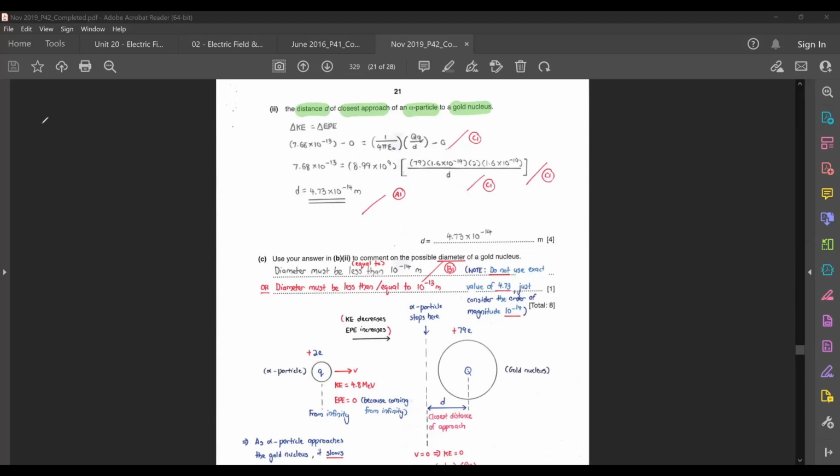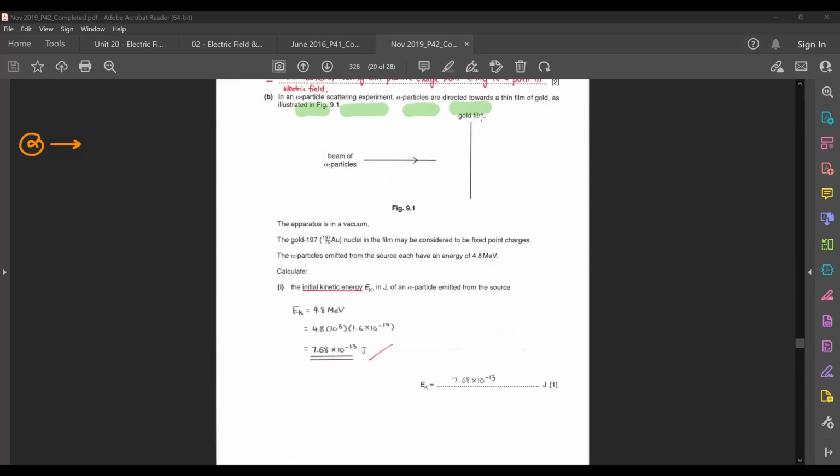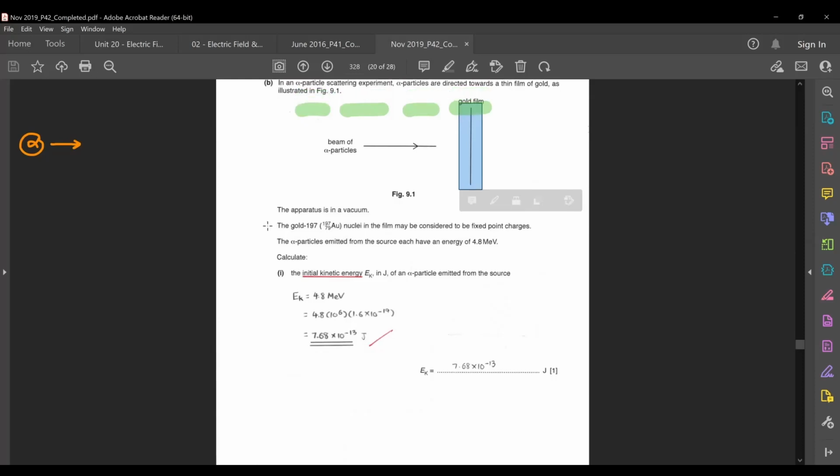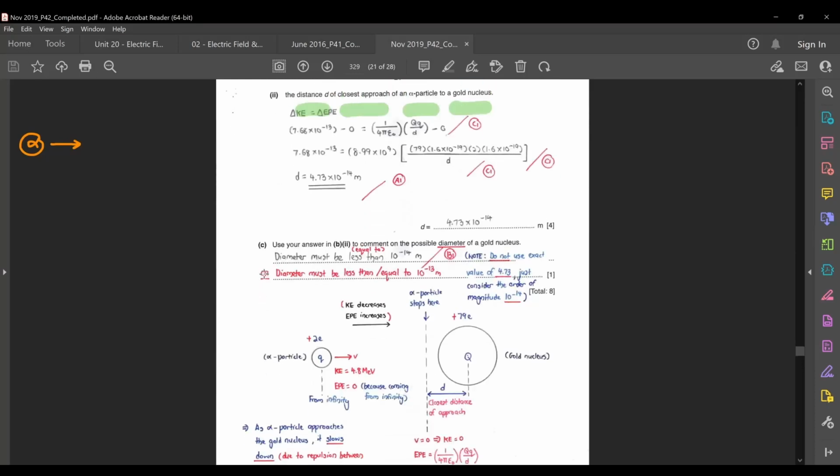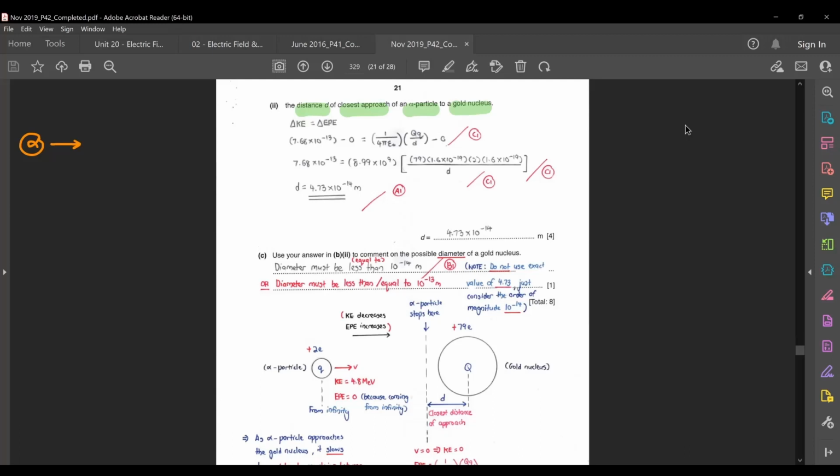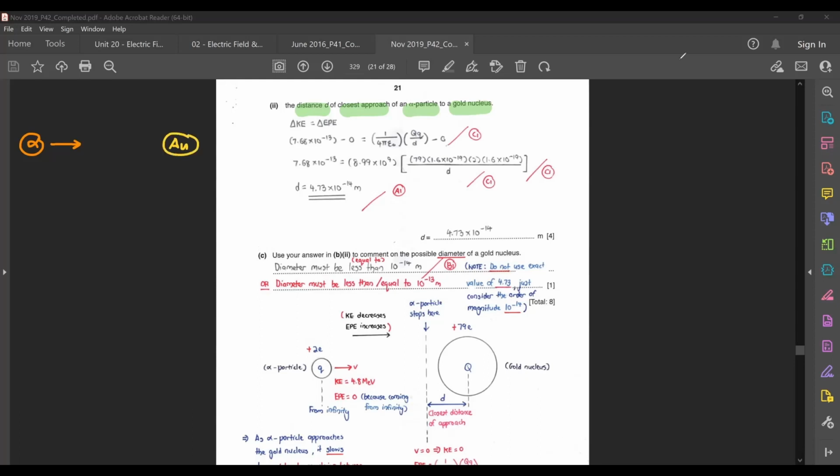So let's just consider a simplified example. You have one alpha particle that is moving towards your gold nucleus. Let's just say your gold nucleus, the thin gold film here, you consider just one small particle inside the gold film. You consider one gold nucleus only, as mentioned by the question. So say you have one gold nucleus here, all right?